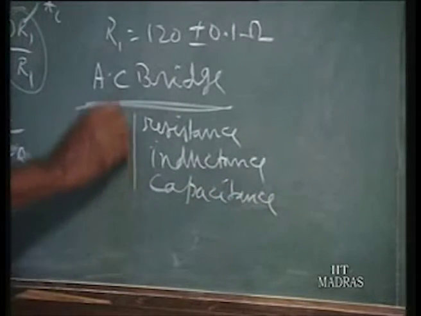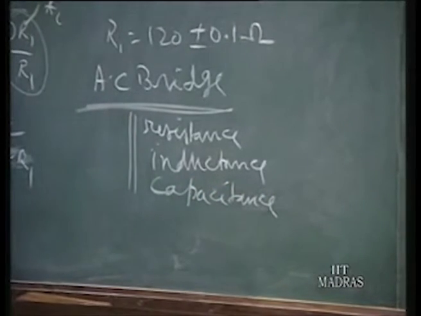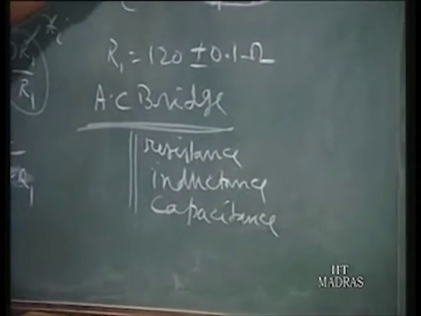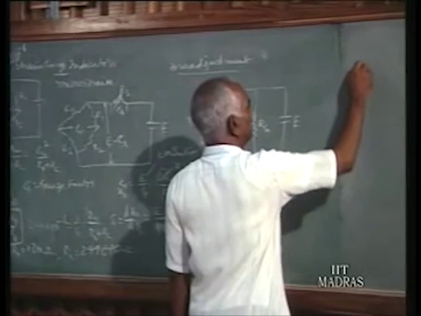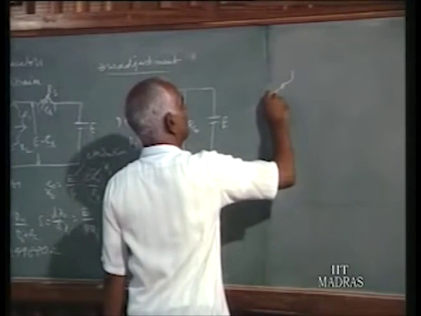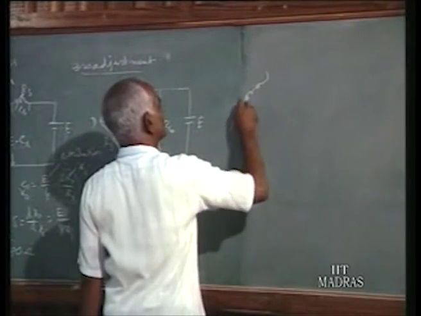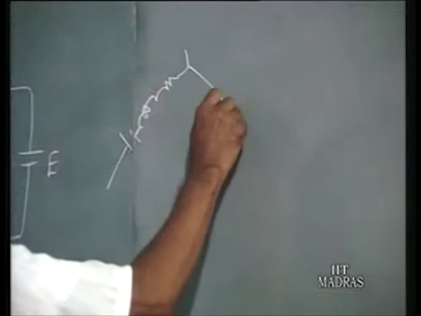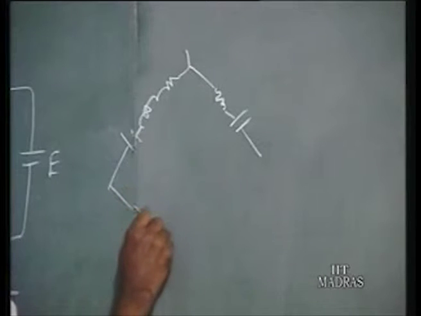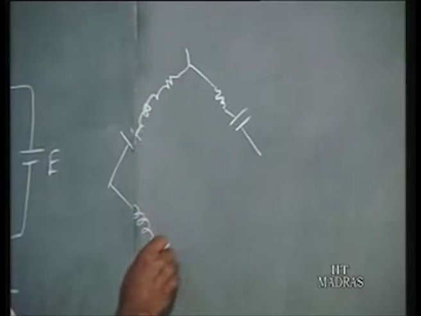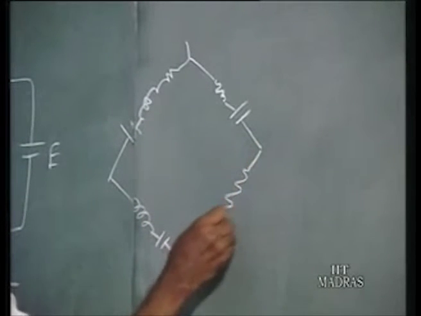So these are the three passive elements in AC circuits. Now each arm, previously made up of pure resistances, can be made up of any combination of these three basic elements: resistance, inductance, capacitance. So resistance and capacitance alone, similarly inductance and capacitance alone, or any such combination, or only resistance alone.